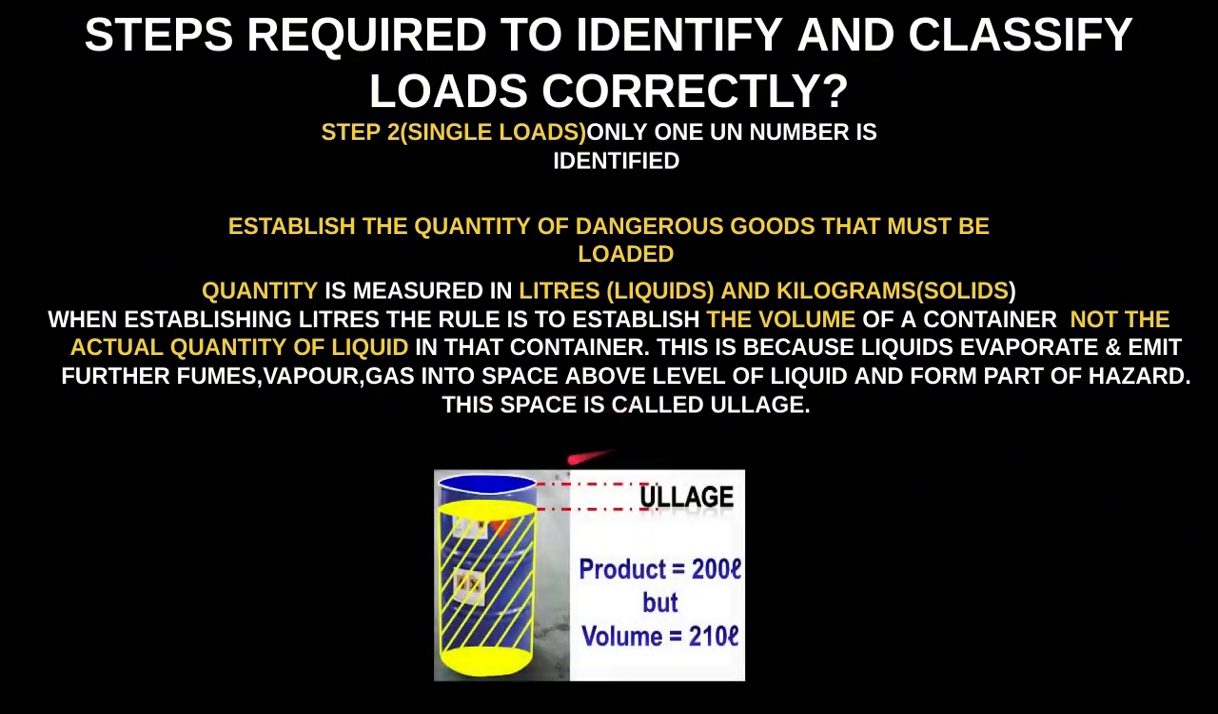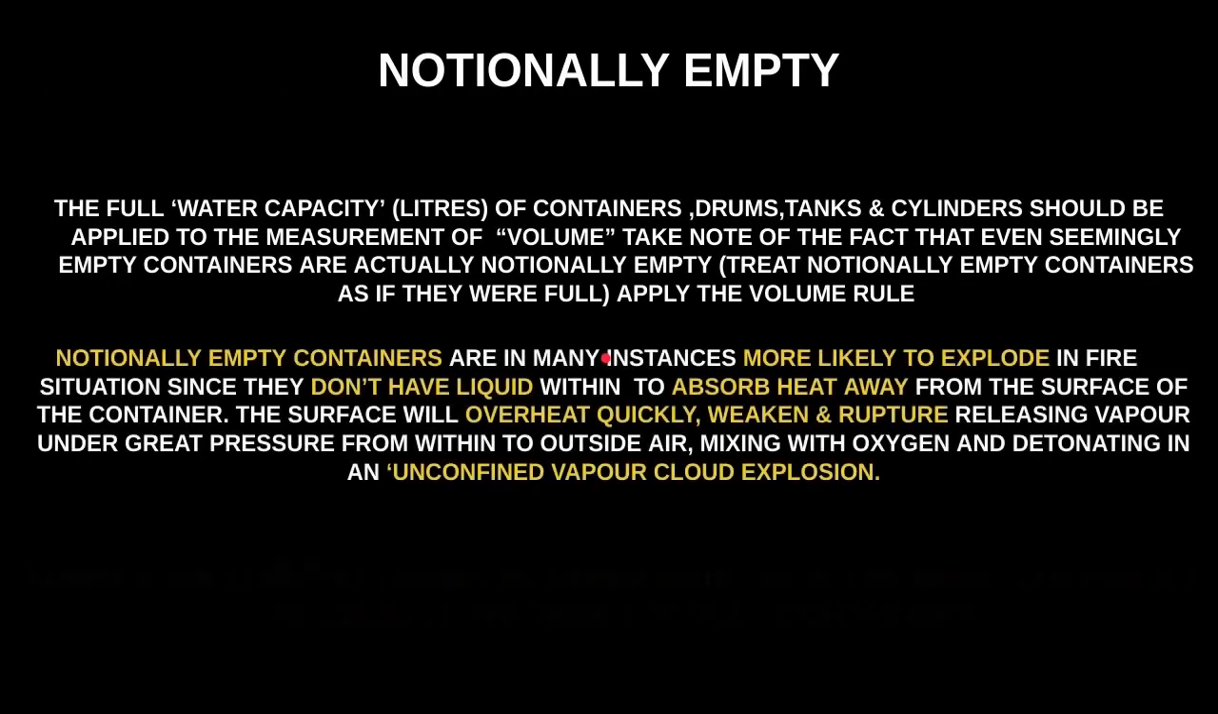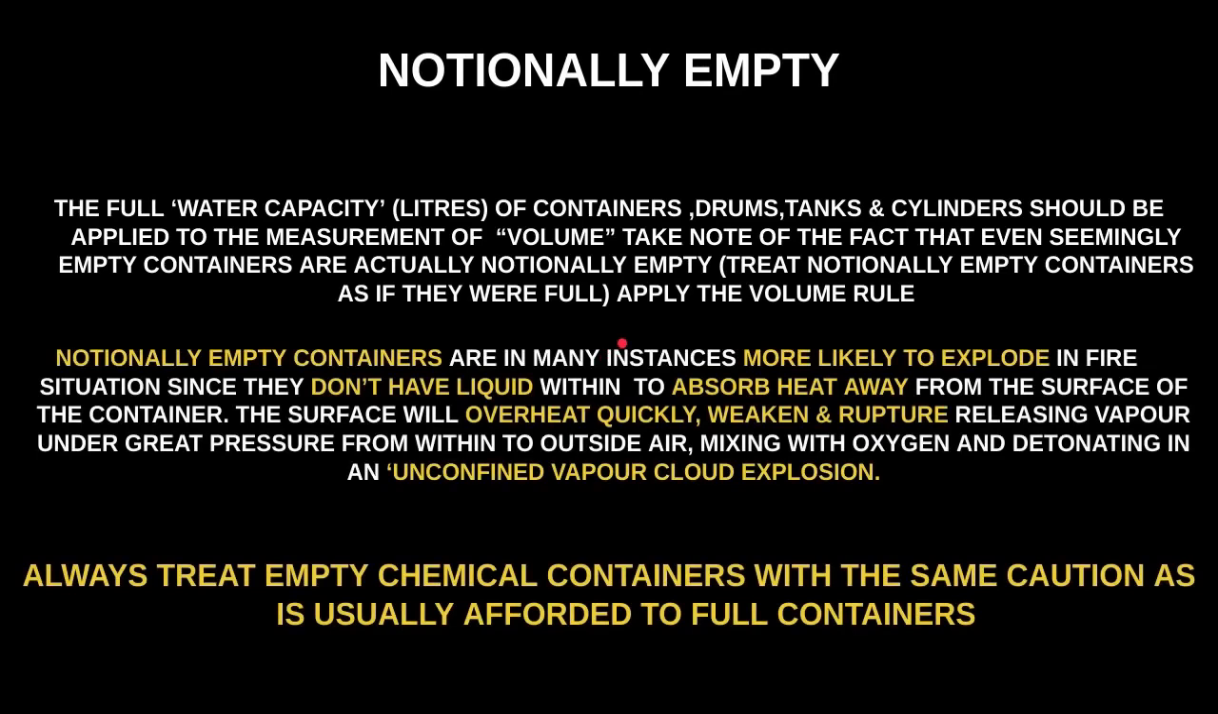The empty space in the container is called ullage. Example of ullage. A drum with a capacity of 210 liters might only contain 200 liters of product. However, we always count the full 210 liters for safety and regulatory purposes. Even seemingly empty containers are treated as notionally empty, as they still pose risks. This is because the residual chemicals on the walls or bottom may cause explosions. A lack of liquid can lead to overheating and rupture under fire conditions.